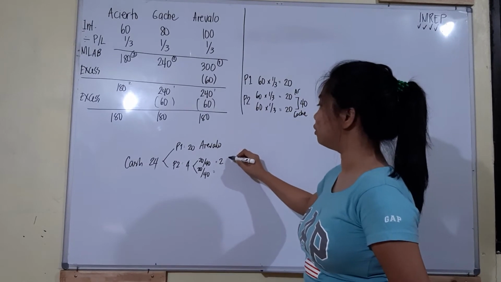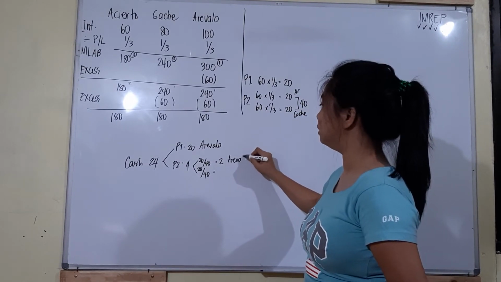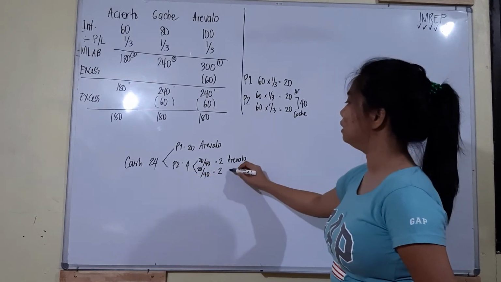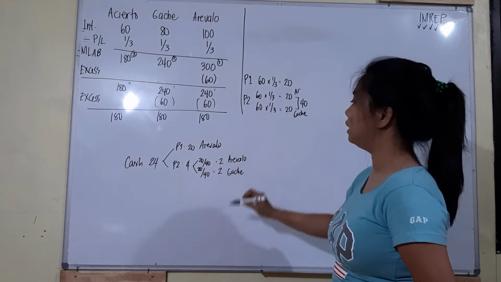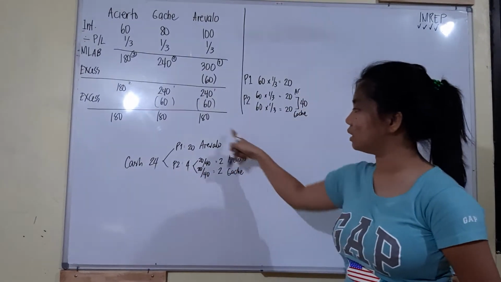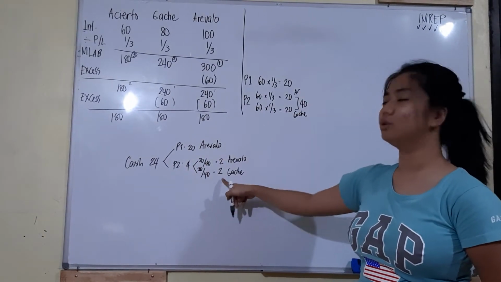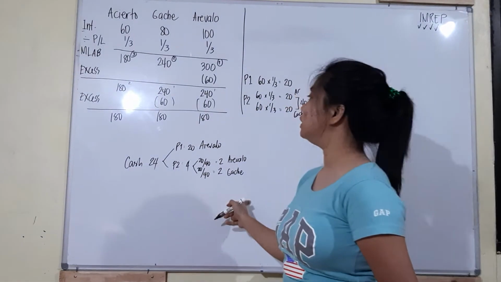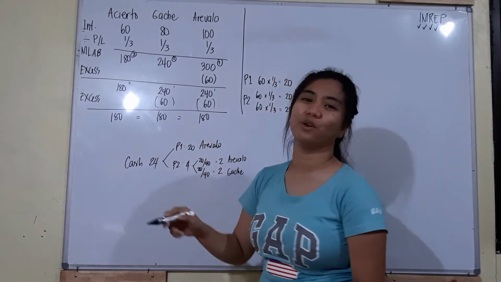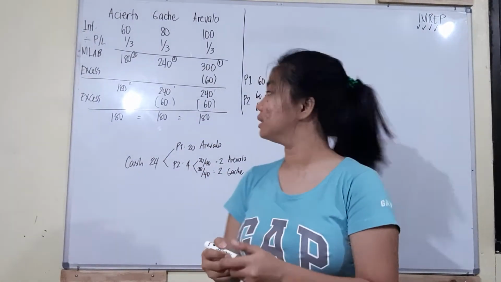This is also for Arevalo. Then, these 2 remaining, kasi 4 yan, diba? So, this will become for Gache. Ibig sabihin, sa cash na 24, 22,000 will be for Arevalo and 2,000 will be for Gache. Okay? So, ngayon na nag-equal na silang tatlo, syempre wala nang priority. Diba? Kasi nga, pare-pareho na kayo.